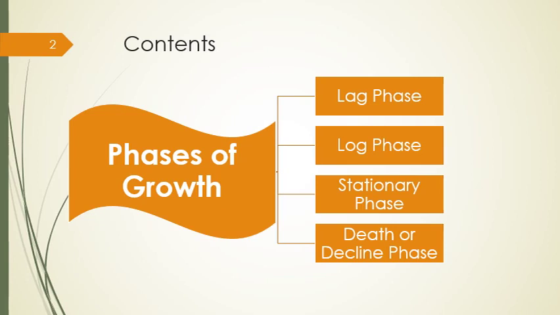Consider a population of organisms introduced into a fresh, nutrient-rich media, a mixture of substances on or in which microorganisms grow. Such microorganisms display four major phases of growth: the lag phase, the log phase, also called logarithmic phase, and the stationary phase, and the last one, the decline phase, or you can also say death phase.